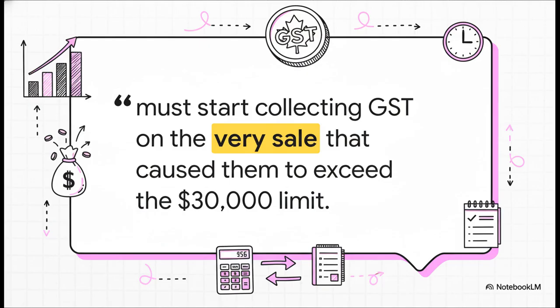And this is the part that is so critical to understand. With a single quarter test, the moment you make that one sale that tips your revenue for the quarter over 30 grand, you must charge GST on that exact sale and on every single sale after that. This means you have to be tracking your numbers very closely because it can catch you by surprise.